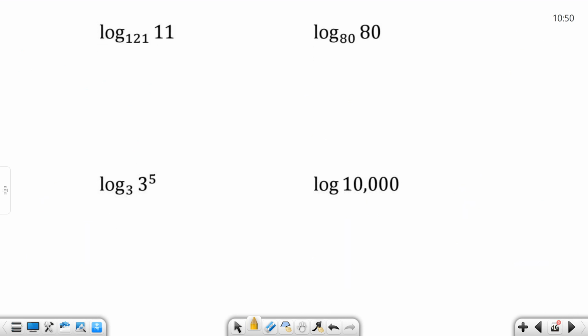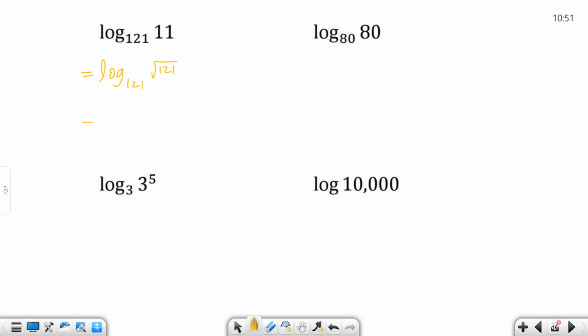So let's look at some more of these. Now this one, log base 121 of 11. Now remember, I can write 121 as 11 squared, but I can't change my base. I don't need to change my base. I need to write 11 as somehow 121. So what I'm going to do is say, wait a minute, I know that 11 is the square root of 121. Now it looks like the problem before, doesn't it? The square root of 121 is 11, so I'm going to change that.